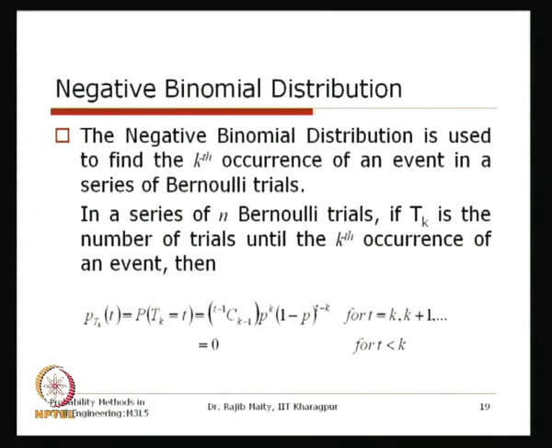Earlier we were talking about the first occurrence of that event or success; here we are talking about the kth occurrence of that success. This follows the negative binomial distribution. In a series of n Bernoulli trials, if Tk is the number of trials until the kth occurrence of an event, what is the distribution of Tk? The probability that Tk equals t, which is the PMF, is given by t minus 1 combination k minus 1 multiplied by p power k, 1 minus p power t minus k, where t can take values k, k plus 1 up to infinity, and for t less than k it is equal to 0.